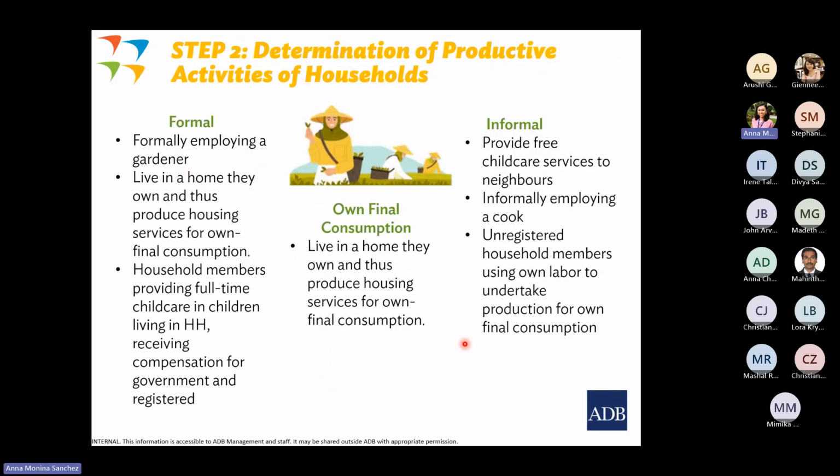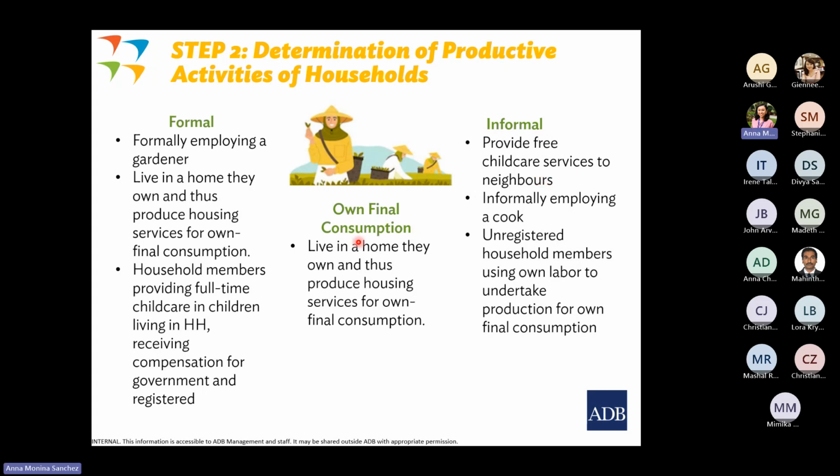Right? So the second step, after assessing what type of sectors your activities belong to, is to determine the productive activities of households. Households undertake different types of production activities that need to be separately evaluated to be considered as part of the informal economy. So we have such examples here. For example, providing free childcare services to neighbors would be part of your informal economy because the production of direct volunteers is part of the informal economy.